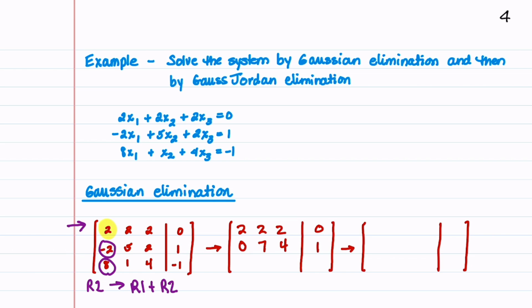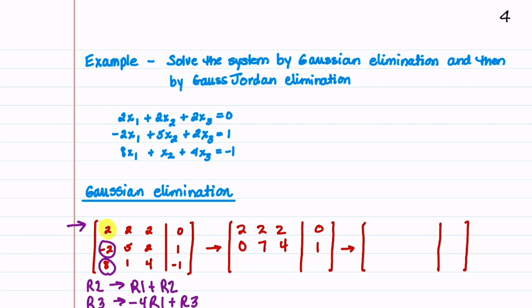Now we're going to get a 0 in the third row. So we're going to replace row 3 with -4 row 1 plus row 3. So that will give us -4 times 2 is -8. I'm sorry, -8 plus 8 gives us a 0. So let's write that down.